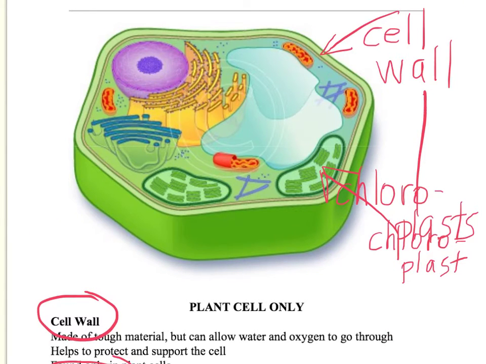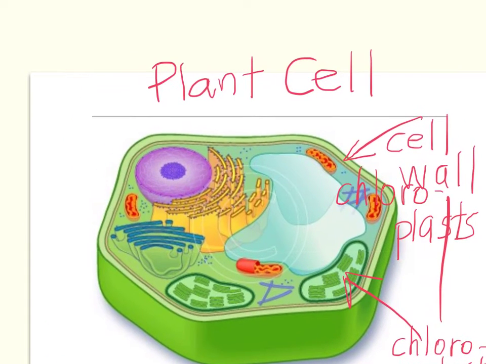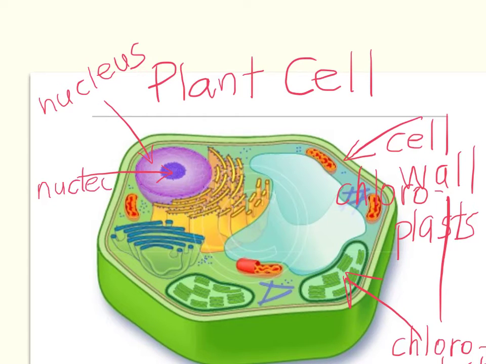What I'll do now is label the parts of the plant cell that are similar to the animal cell, and then we'll go through all the functions. Okay, so I'll just label the parts that you're responsible for. Now, this purple structure right here is called the nucleus. Okay, and the one inside is called the nucleolus. I'll just write it underneath here.